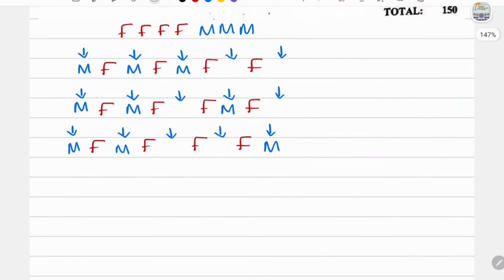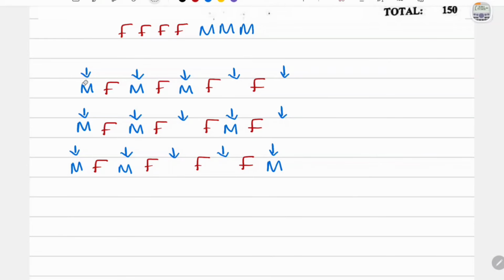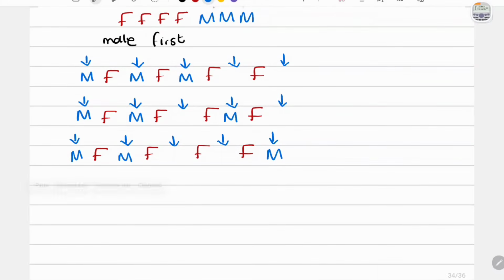We can actually call this, let's actually focus on this being the placements where we make sure that the male is first. We have a male in front of the female, right? So I'm going to call that male first. Okay, then we'll also deal with the situations where the male is second, instead of first. So what other placements can we have? We can also place it like this.